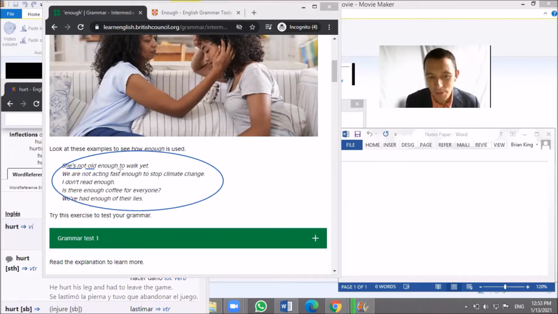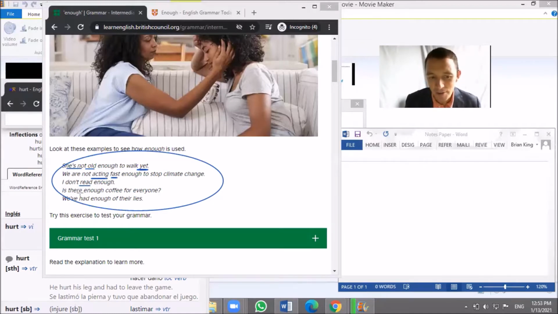And here, the verb to walk, yet, todavía. Okay, we are not acting fast enough to stop climate change. So that's the subject, the verb to be, negative. Fast is the adjective, and enough comes in the position after the adjective. I don't read enough. So here the position is after the verb. So with the adjective, the position of enough is after the adjective, and for the verb, the position is after the verb also.